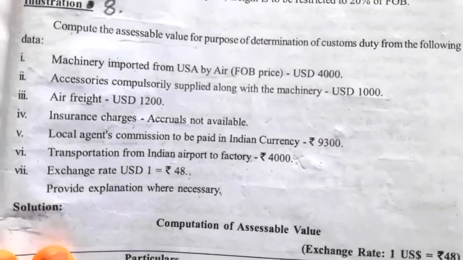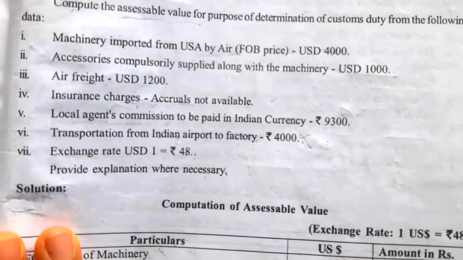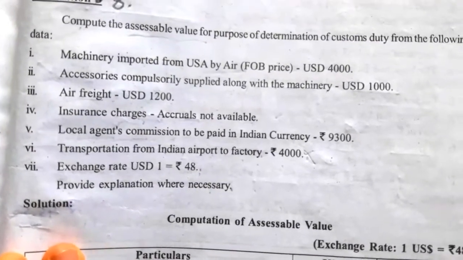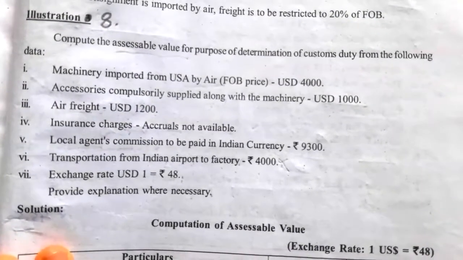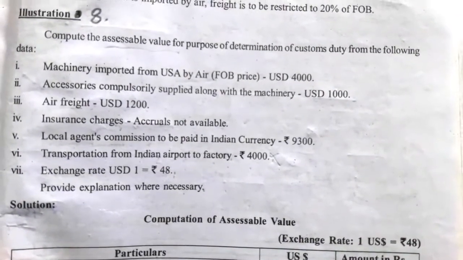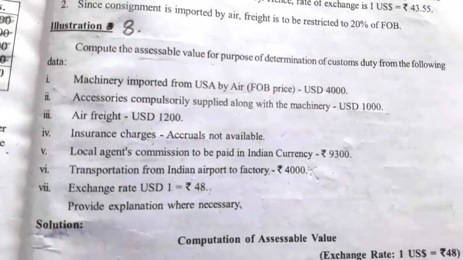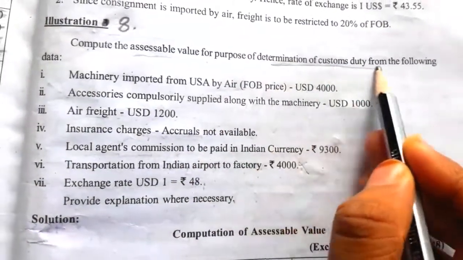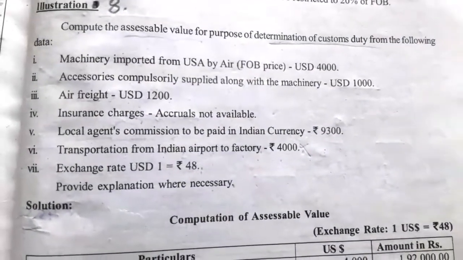Accessories compulsorily supplied along with the machinery USD 1000, air freight USD 1200, insurance charges accruals not available, local agent commissions to be paid in Indian currency 9300, transportation from Indian airport to factory 4000, exchange rate 1 US dollar equal to rupees 48. Provide explanation where necessary. So here with this information we have to compute the assessable value for the customs purpose. For determining the custom duty, we have to calculate the assessable value. Only assessable value we have to calculate.